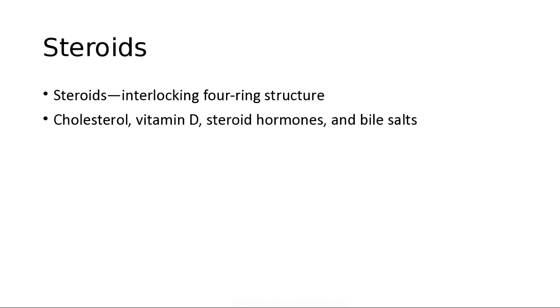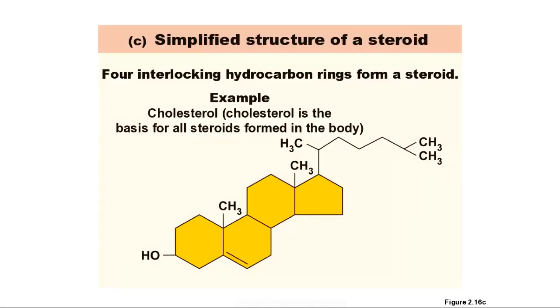Steroids include cholesterol, vitamin D, steroid hormones such as sex hormones, and bile salts, all formed from steroids. This is an example of a simple steroid ring. And in case you don't know, each of these corners represents a carbon atom, each corner with nothing written on it.